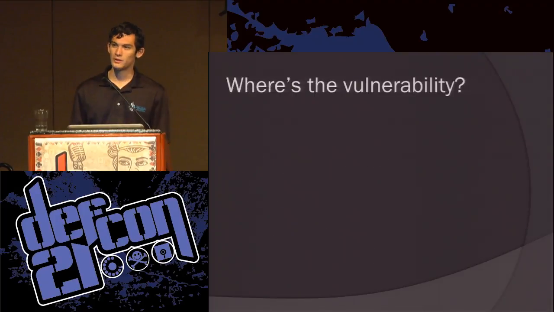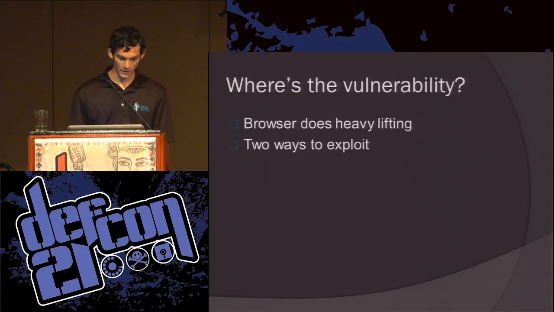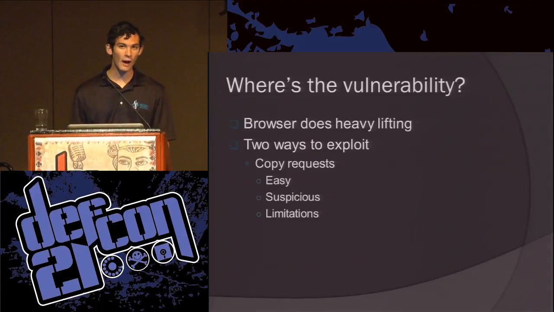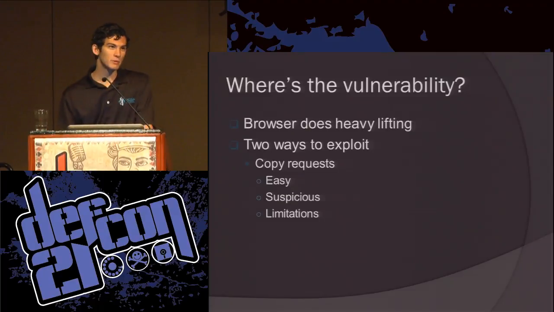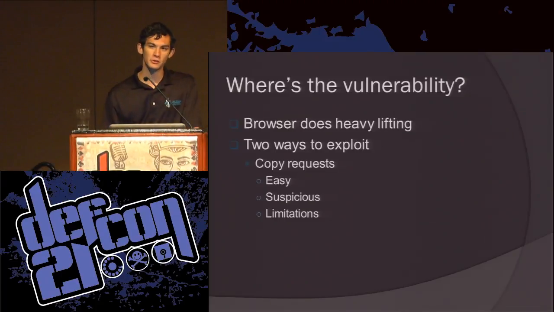So where's the vulnerability? Well, I already went over how the browser does all the major work for you. So what do you have to do? Well, there are two ways of going about this. I mentioned this earlier. You can copy the requests, basically based on the syntax of the URL. And this is typically pretty easy. You look at one URL and you're like, all right, there's a file name there and this is the structure, and you can easily write a regular expression to do this.